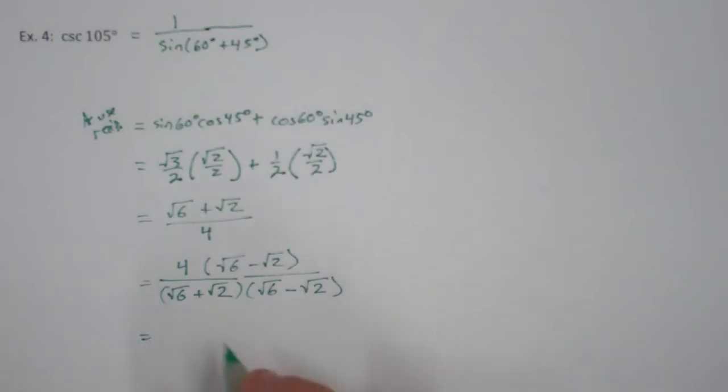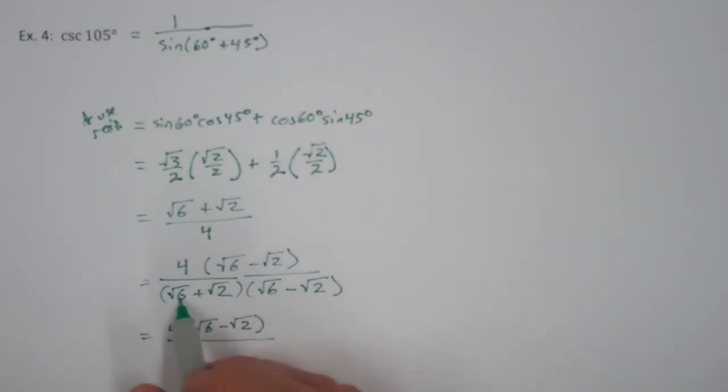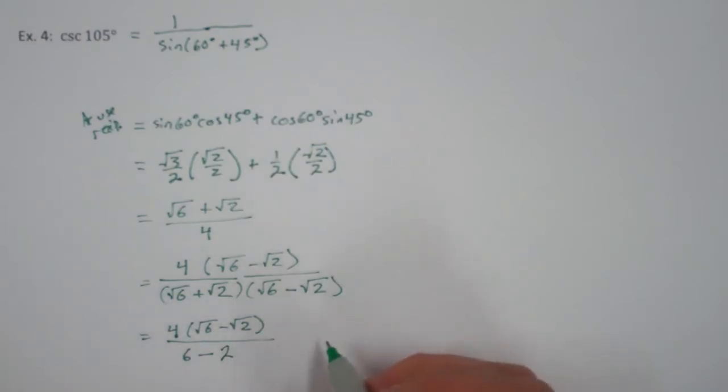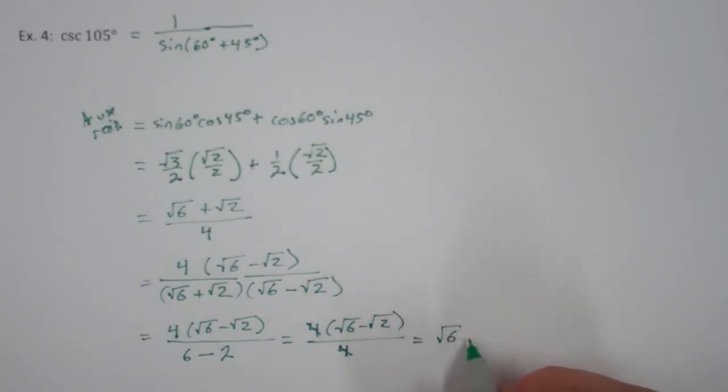So if we move down a little bit here, we've got 4, and then we've got root 6 minus root 2. And I'm going to wait to do this distribution. Maybe we'll have a factor that cancels out here. This is a difference of 2 squares, so we're going to have the first term squared, which is just 6. Root 6 times root 6 is 6. Then we've got a minus sign, and we're going to have root 2 times root 2, which is 2. So that's 4 times root 6 minus root 2, all over 4, and note that the 4's will cancel, and we'll be left with root 6 minus root 2.